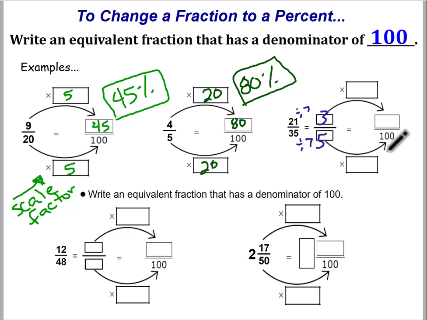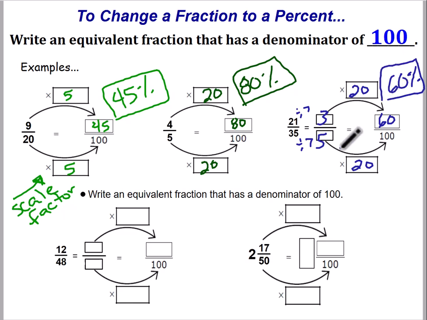Now we can turn the 5 into 100. It's the same scale factor as our previous problem. We're multiplying it by 20. Do the same thing to the numerator. 3 times 20 is 60. Our equivalent fraction is 60 hundredths. 60 is out of 100, so that is our percent, 60%.